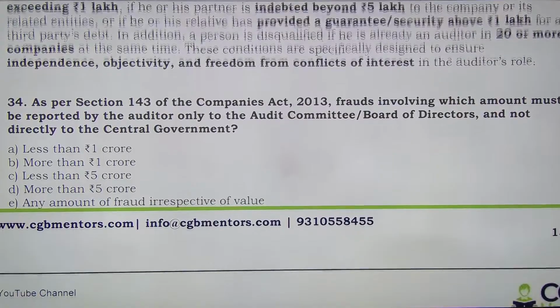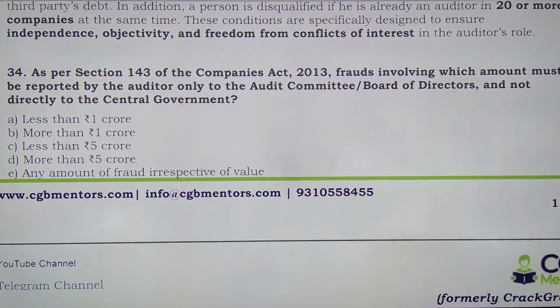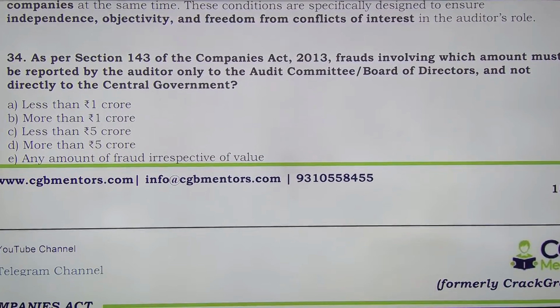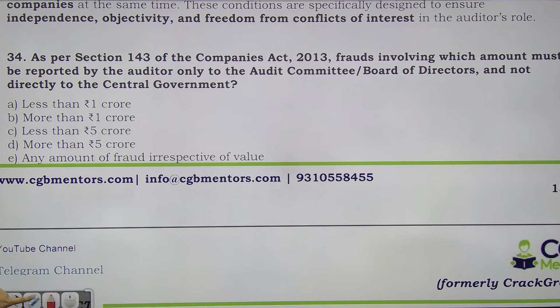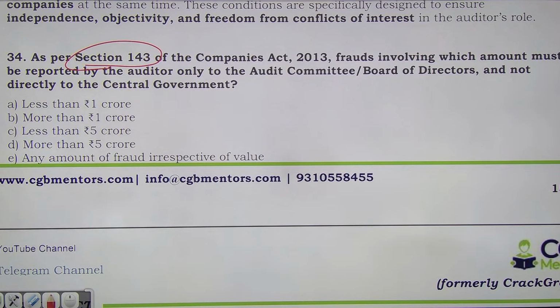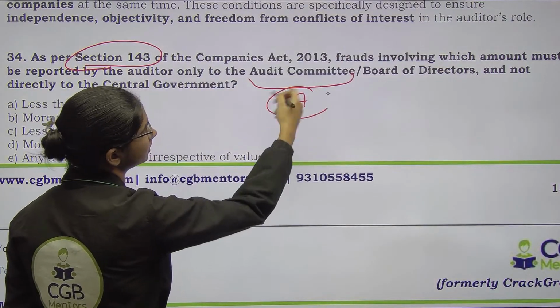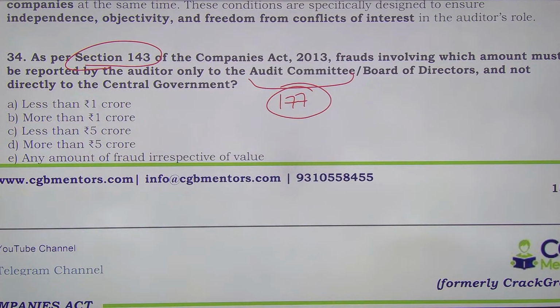Please try to answer this. So question number 34 is asking you, as per section number 143 of the Companies Act, frauds involving which amount must be reported by the auditor only to the audit committee? Audit committee is a committee that has been formed according to section number 177 of the Companies Act, or board of directors, and not directly to the CG.